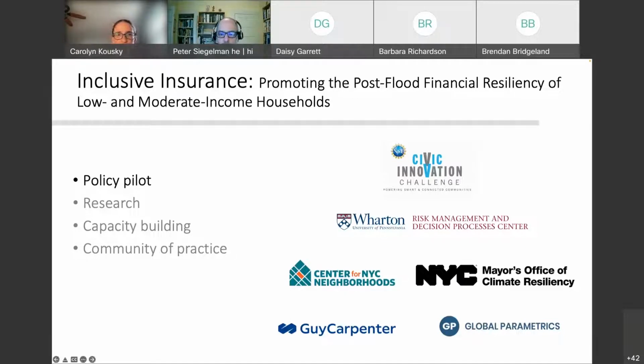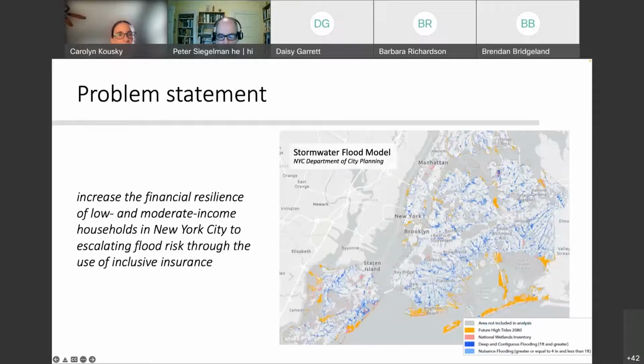So I'll tell you a little bit about the policy pilot. The overall problem statement was to increase the financial resilience of low and moderate income households in New York City to escalating flood risk through the use of inclusive insurance. So that's the general model.